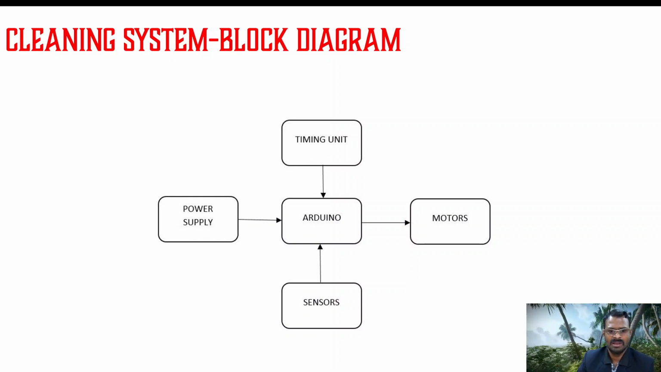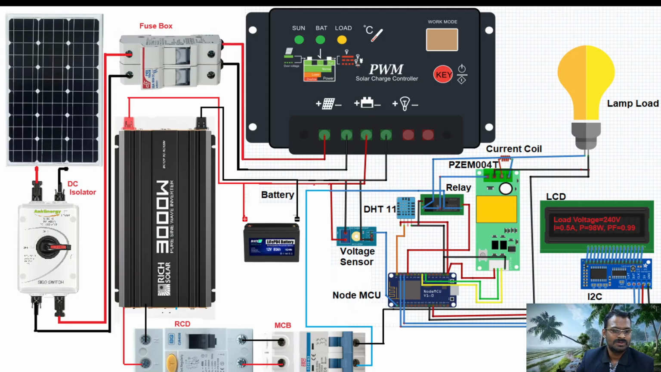So it may be early morning one time and evening one time, or if it is a more dusty place or uncleanly place, we can have a greater frequency of cleaning the solar panels. So this is the circuit diagram here for our project.